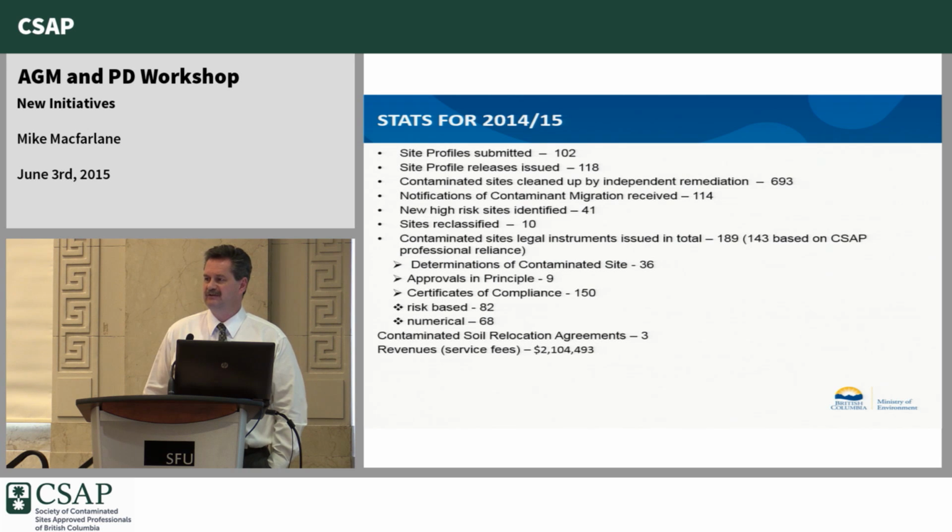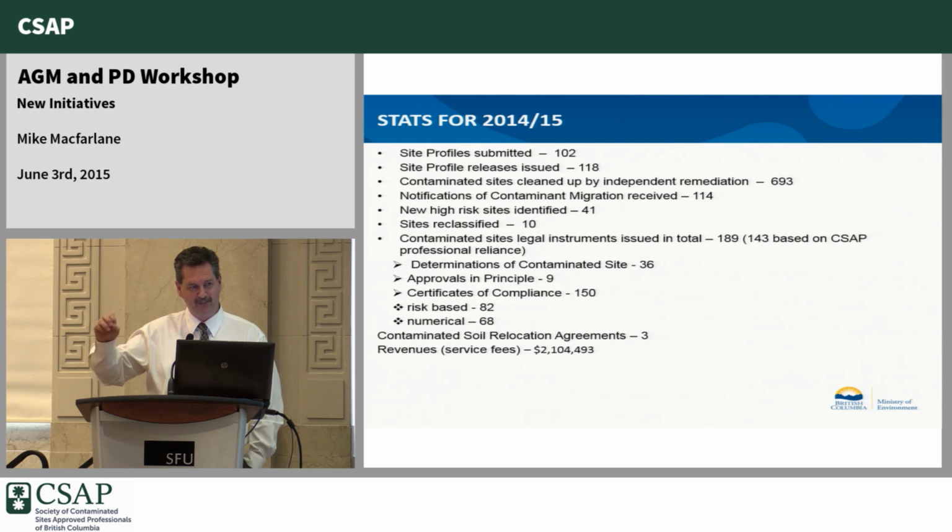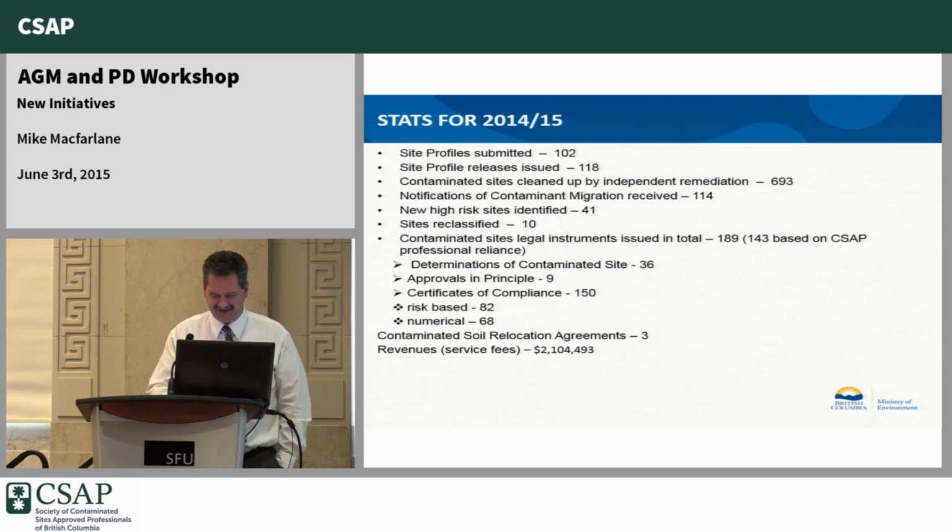189 legal instruments issued, 143 through CSAP. So, it just speaks to the work that you guys are doing and how important it is. And then our revenues. Nice thing that we heard yesterday, or 2 days ago, was confirmation that our revenues actually come back into our program area as opposed to going to general revenue. That was good news to hear.